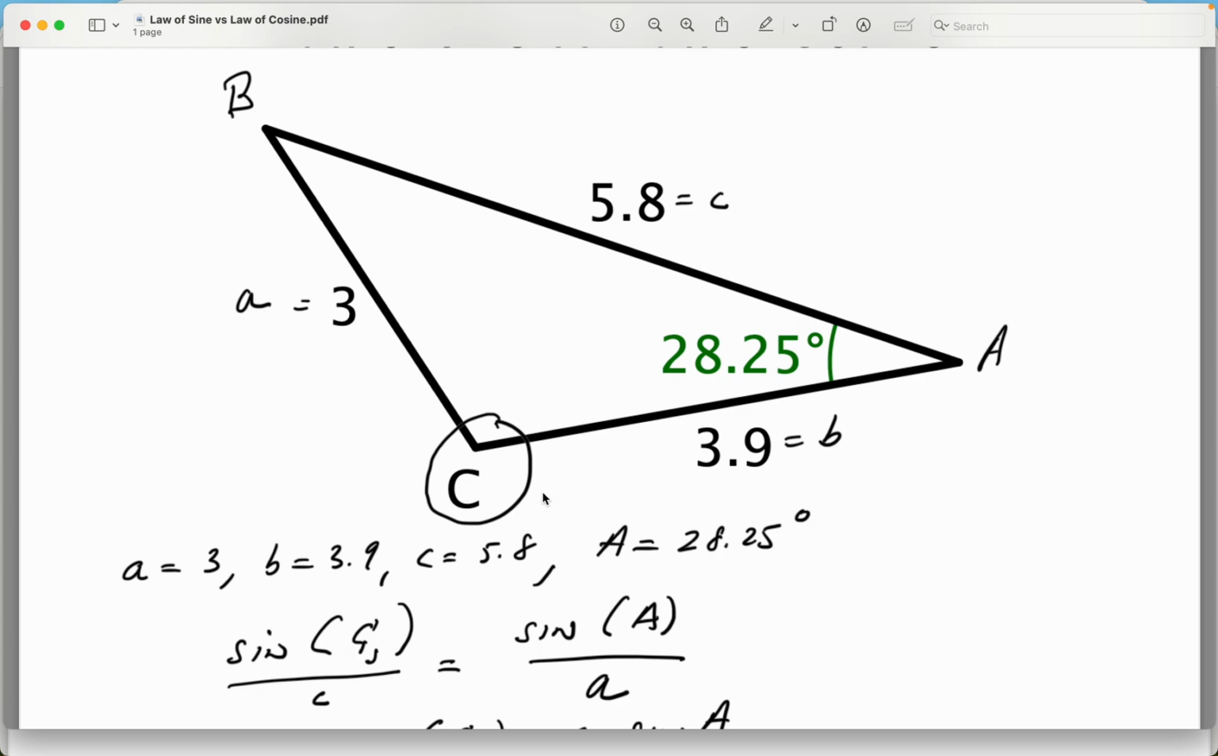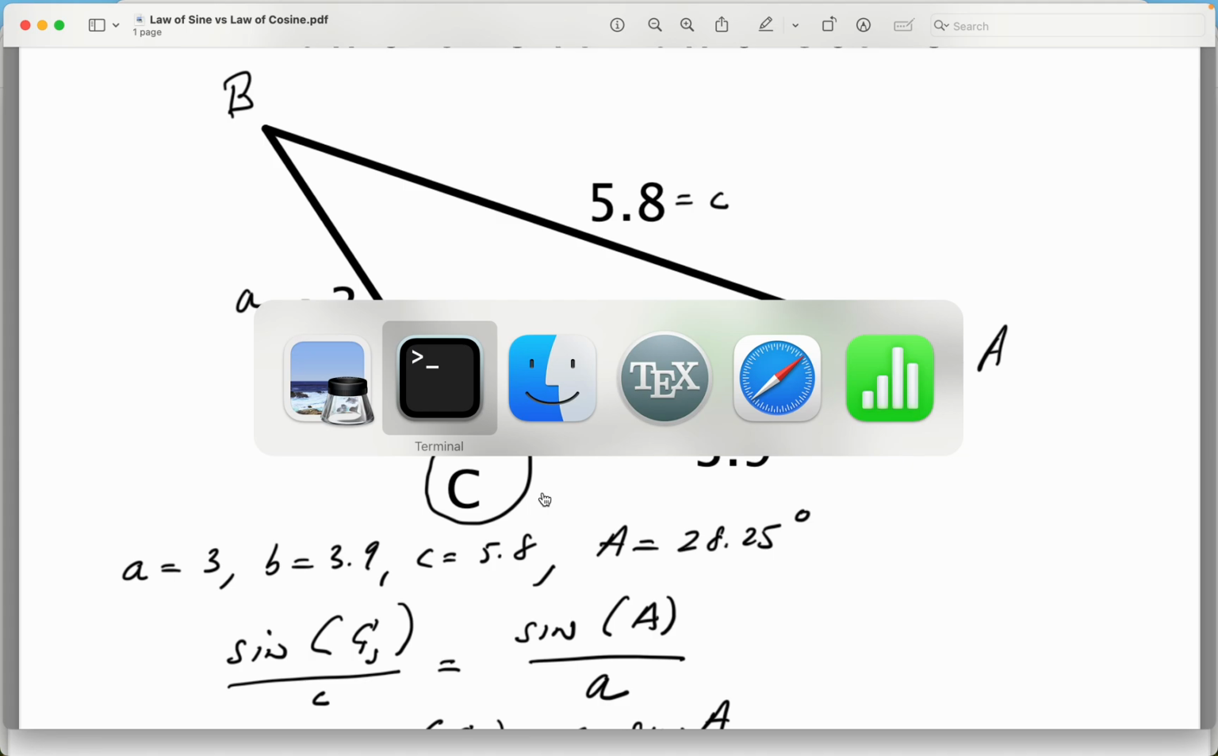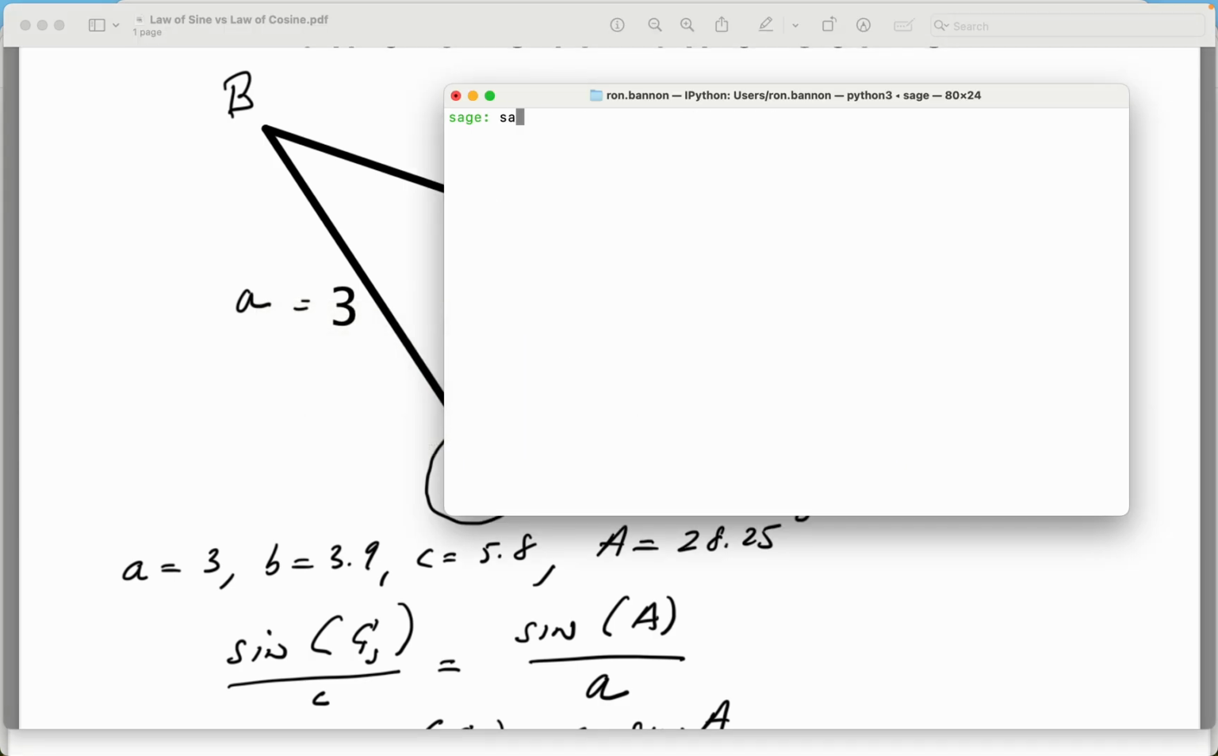Okay, we already did this at the whiteboard. So what I'm going to do now is go to Sage, and I'm going to try to do this using Sage now. All right, just the computation part. Whoops, I already got Sage running, right?